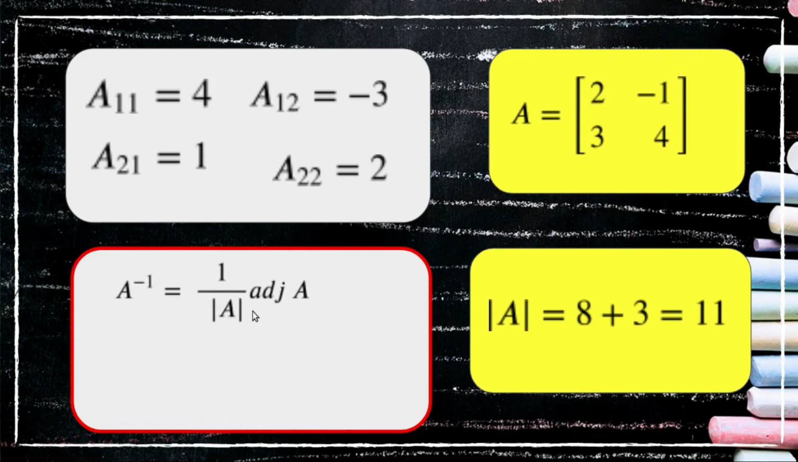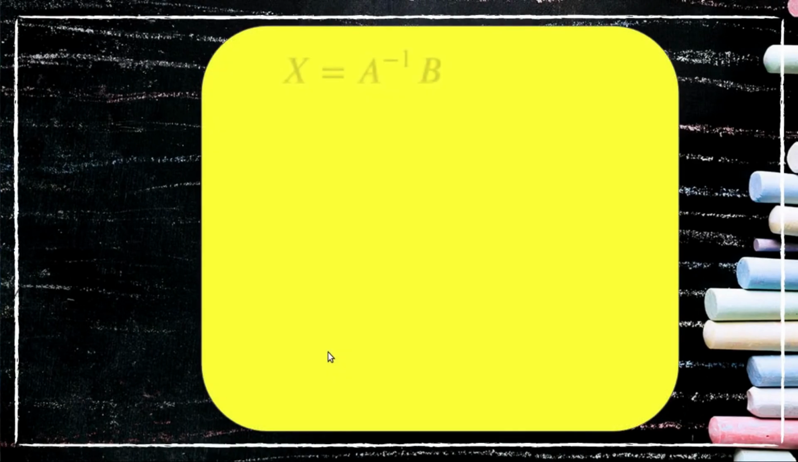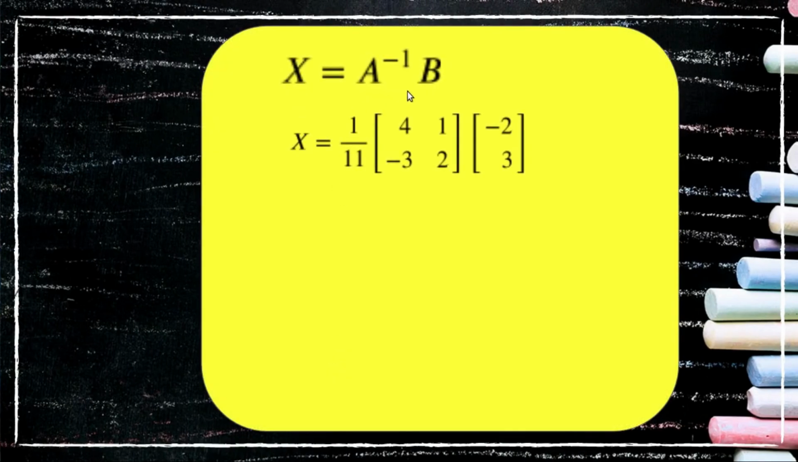A inverse is 1 by determinant A into adjoint A. Now determinant A is 11. So 1 by 11. Adjoint of A is matrix A11, A12 in the first column. So we have to write 4, minus 3 in the first column. Write 1, 2 in the second column. So A inverse is 1 by 11 matrix 4, 1, minus 3, 2. And we have x equal to A inverse into B. So 1 by 11, matrix 4, 1, minus 3, 2 into matrix minus 2, 3.